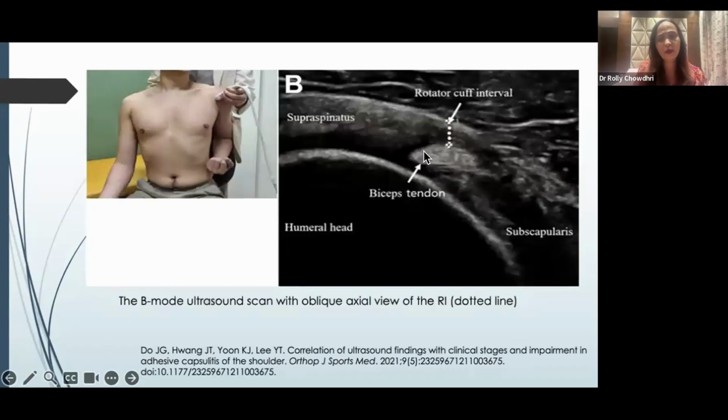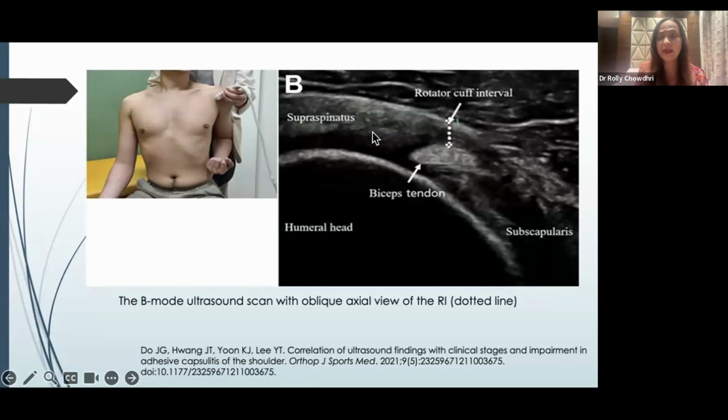Next, this is the most important slide. Looking at the coracohumeral ligament by keeping the fist on the side, it's a very simple position where we start by looking at the biceps tendon. We ask the patient to take the hand behind and we see the rotator interval. So this is one slide, again take-home. We should know what it is. What is the rotator cuff interval?